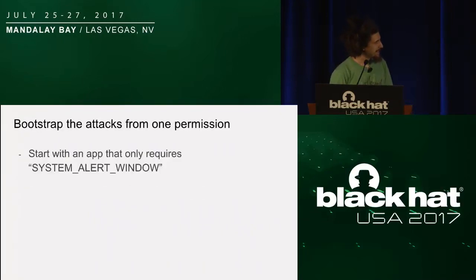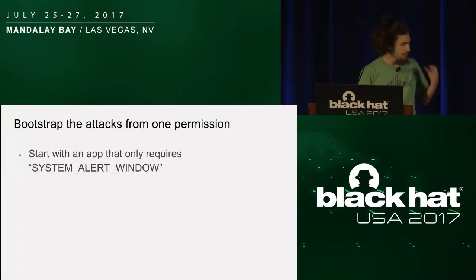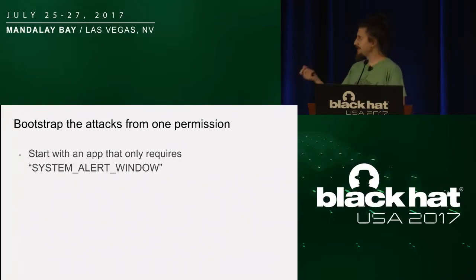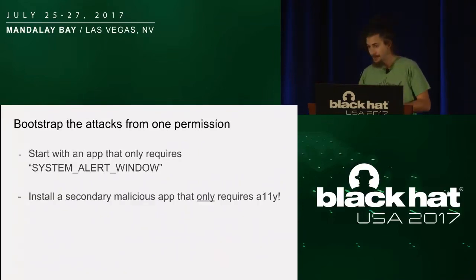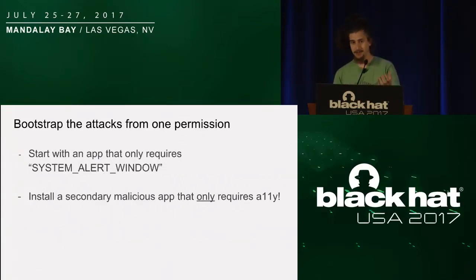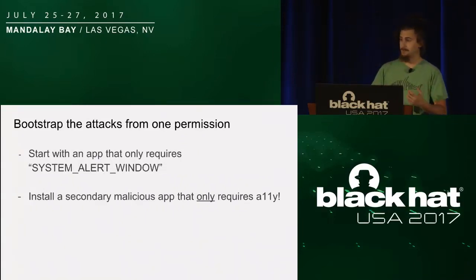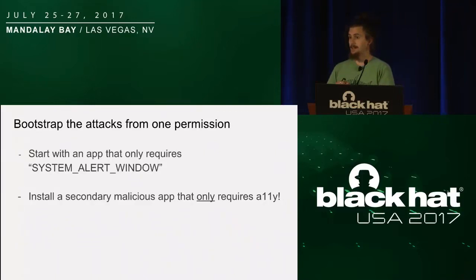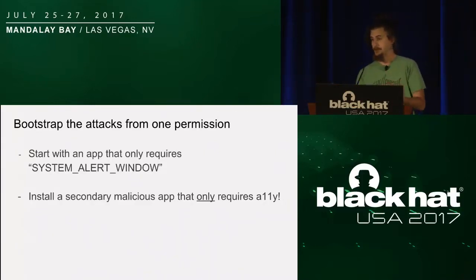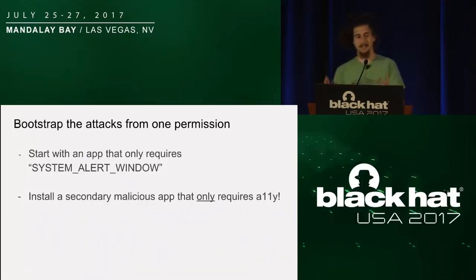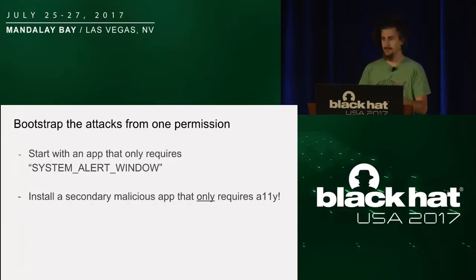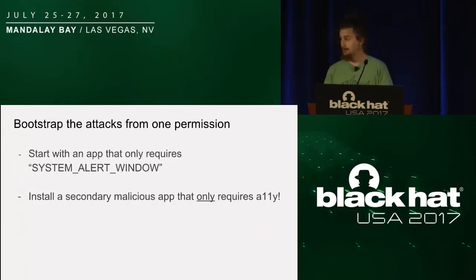The first part is that we found a way to bootstrap these attacks only with the system alert window. And the point is that once we have this application, the goal is to install a secondary application from the store where an accessibility service is required. So you get the first one, you install the second one, and then the first one can enable the accessibility service for the second one, and after this, these apps can actually play together and do the malicious activity by collaborating. So good luck with this.